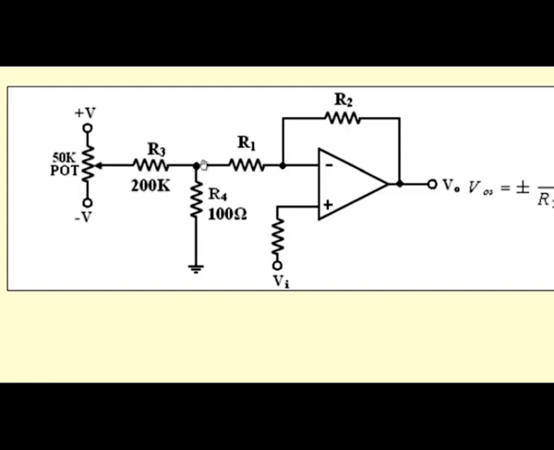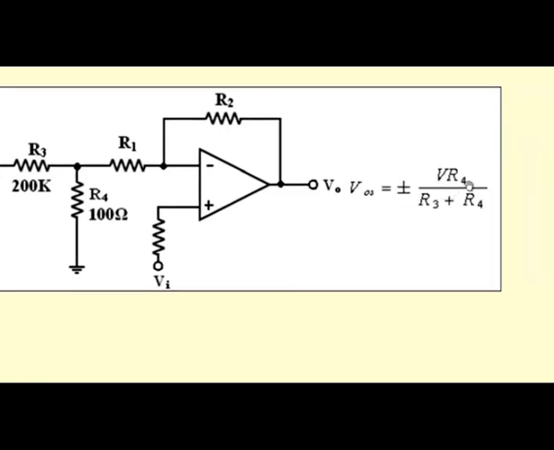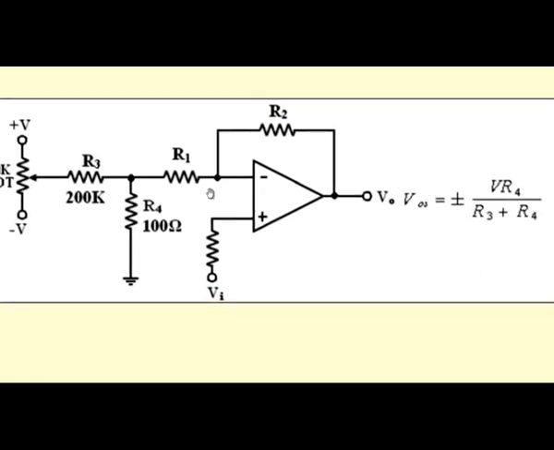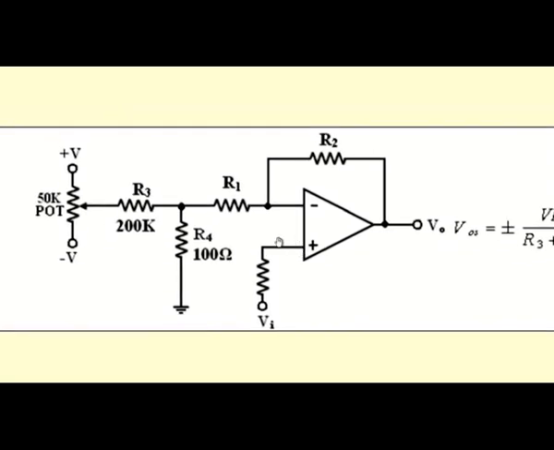So, again the voltage at this node is going to be the VOS, that is the input offset voltage, which is calculated as plus or minus V into R4 divided by R3 plus R4. So, this is the offset voltage given at this point, and this is the balancing circuit for the non-inverting amplifier.